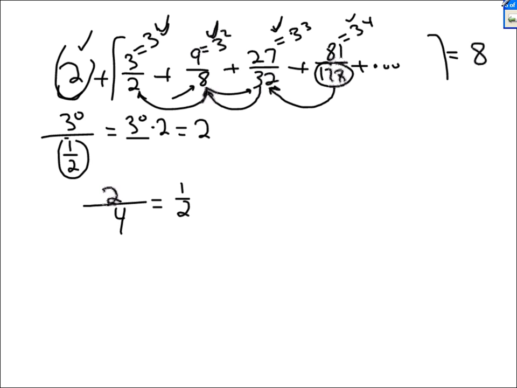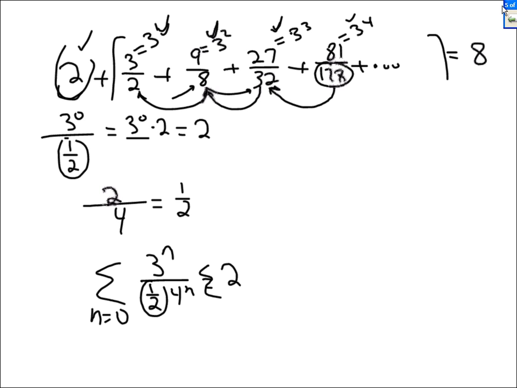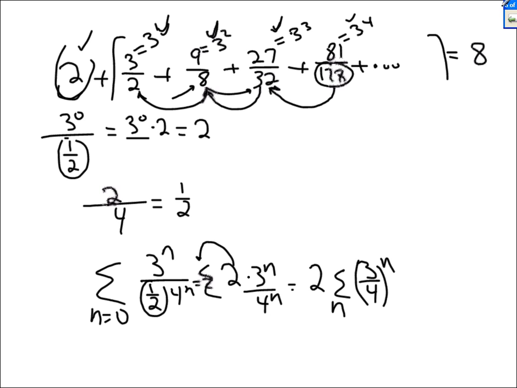I could have said that it's the summation of 3 to the n, but here n starts at 0. And the bottom was 1/2 times 4 to the n. So instead of dividing by 1/2, you could multiply by the reciprocal, 3 to the n over 4 to the n. And yeah, this is a lot easier. The 2 comes in front, and the 3 to the n over the 4 to the n is just 3/4 to the n. But now the nice thing is n is starting at 0.